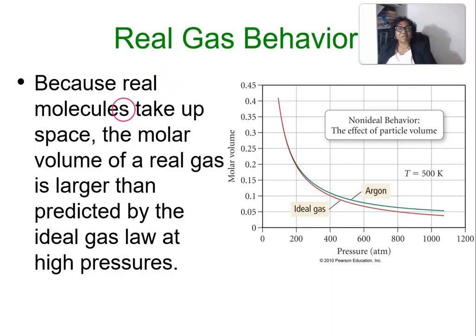So the behavior of a real gas is based on real molecules, and because real molecules take up space, the molar volume of a real gas is larger than predicted by the ideal gas law at high pressures. So, non-ideal behavior, the effect of particle volume. You see, this is ideal, but for argon, the non-ideal behavior is slightly different. Let's look at the effect of molecular volume.